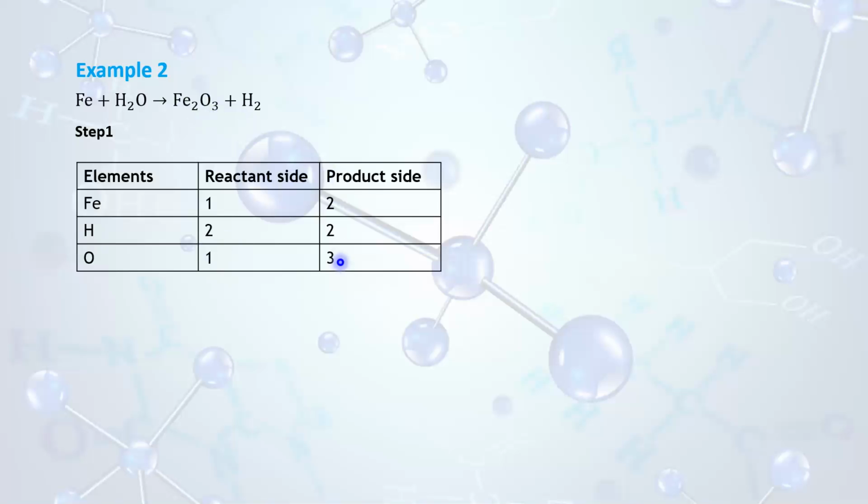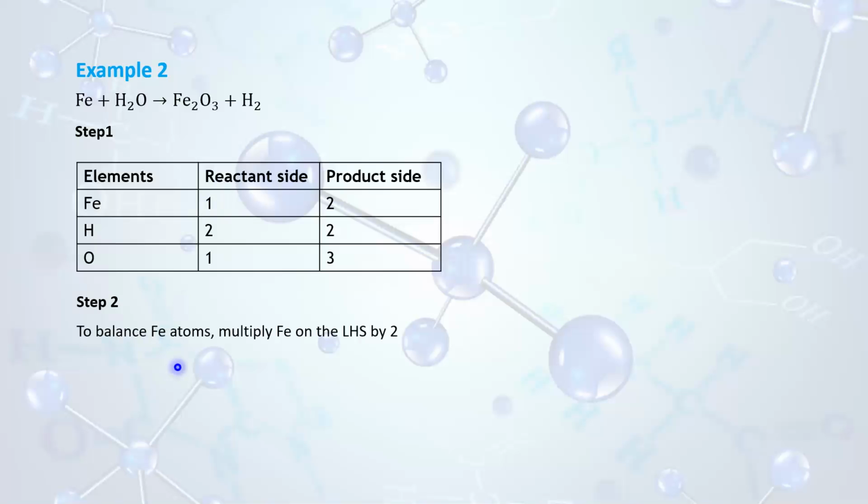So write that 3 here in the product column. So the first step is over. In the second step, we have to find out which is not yet balanced. As you can see here, iron on the reactant side has only one atom, but on the product side, 2 atoms are there. So the lesser number is on the reactant side. We have to change the reactant side.